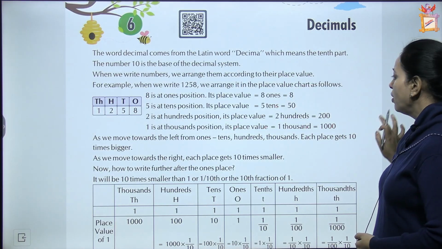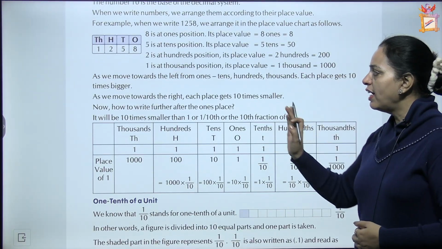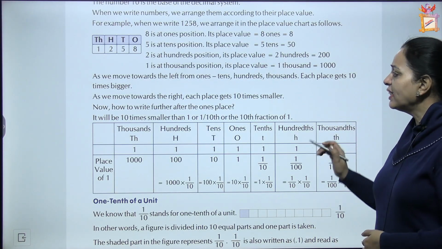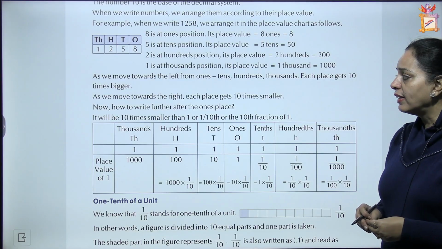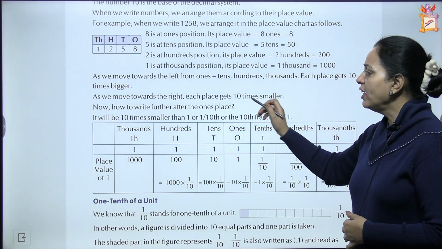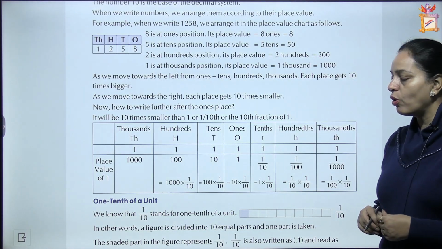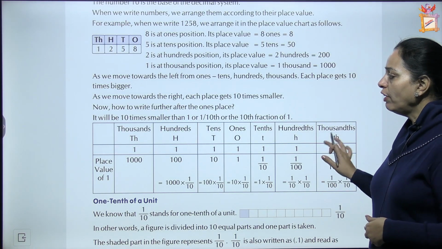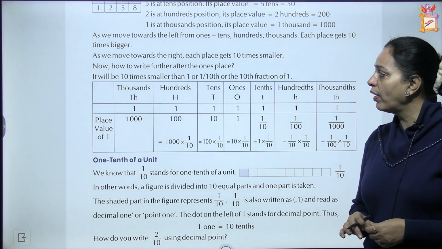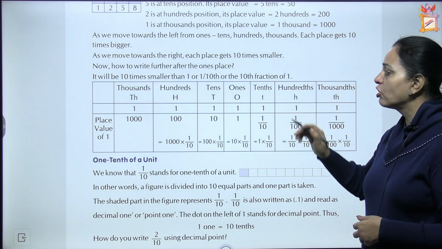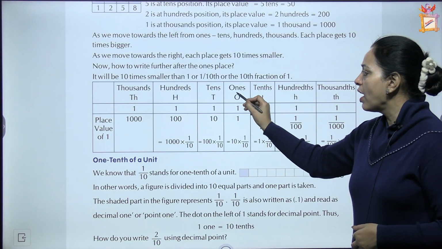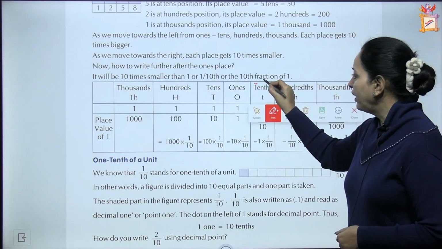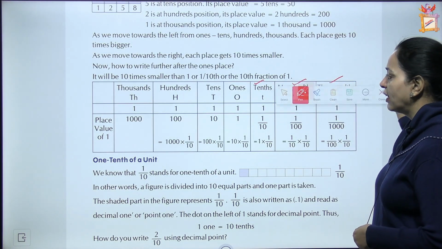is 1000. Okay, so as we move towards the left from ones, tens, hundreds, thousands, each place gets 10 times bigger, and when we move towards the right, each place gets 10 times smaller. So now how to write further after the ones place? It will be 10 times smaller than 1, or 1/10, or the 10th fraction of 1. See here, ones, tens, hundreds, thousands, and here tenths, hundredths, thousandths.